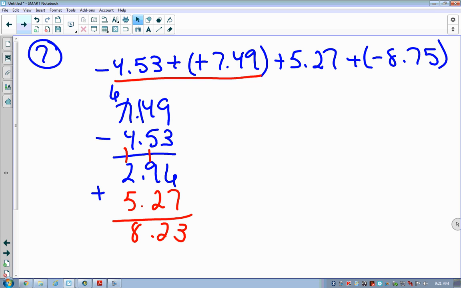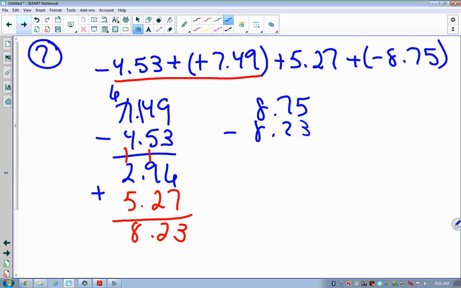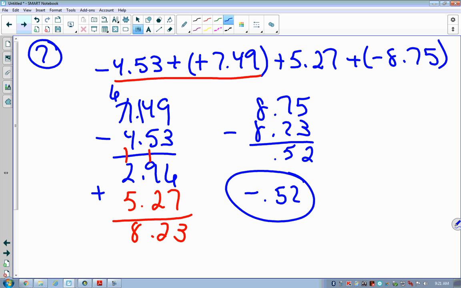So we want to subtract 8.75 from 8.23. But because 8.75 is bigger, we're going to subtract 8.23 from it, and my answer is going to be negative. Okay? So we're getting 2, we're getting 5, nothing there, right? So we should get negative 0.52. What question was this? 7? Negative 0.52.